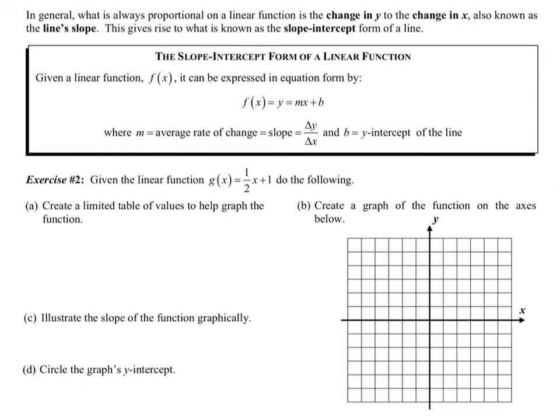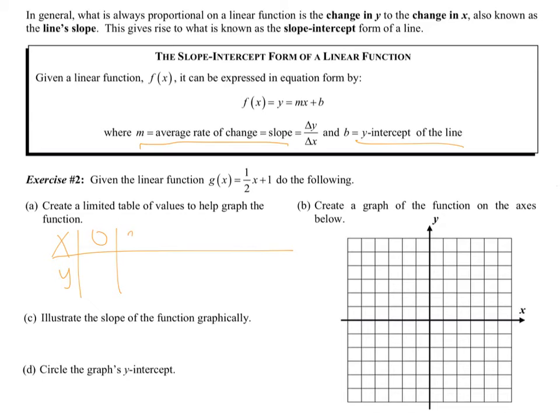In general, what is always proportional in a linear function is the change in y to the change in x, also known as the slope. This gives rise to what is known as the slope-intercept form of a line, which is y equals mx plus b, or f of x equals mx plus b, where m is your slope and b is the y-intercept of the line. So given the linear function g of x equals 1/2 x plus 1, do the following. Create a limited table of values to help graph the function. So I have x and y.